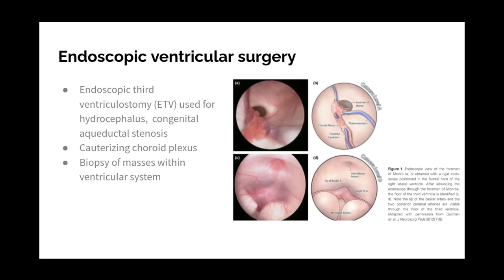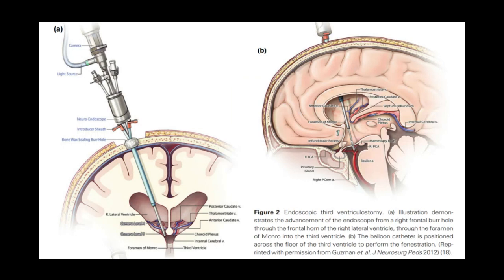So next, I wanted to talk about endoscopic ventricular surgery, which is sort of again, a broad area and a commonly used area where endoscopic procedures are used. And endoscopic third ventriculostomy is oftentimes used for hydrocephalus in the pediatric population, for congenital aqueductal stenosis, for cauterizing areas of the choroid plexus that result in excessive CSF production, and for biopsying masses within the ventricular system. And so this is similar to the first image that I showed you initially in terms of when we classify different types of endoscopic neurosurgical procedures.